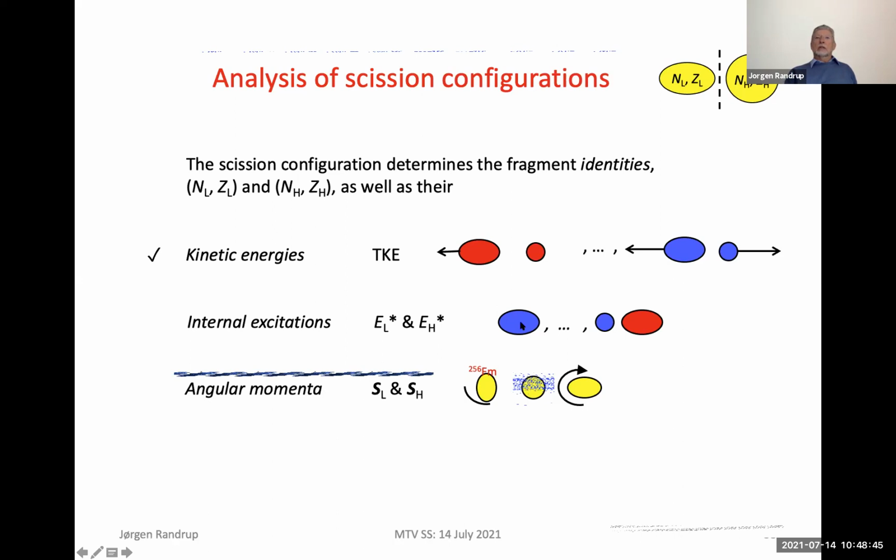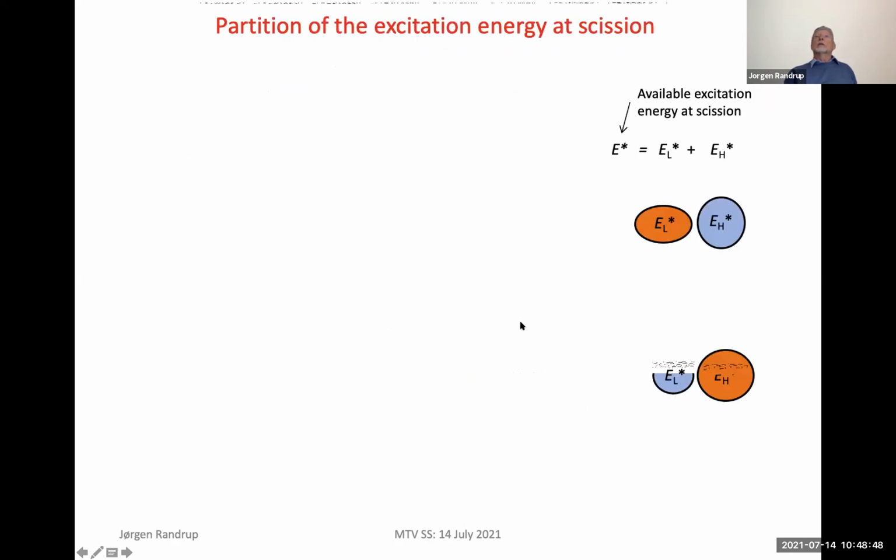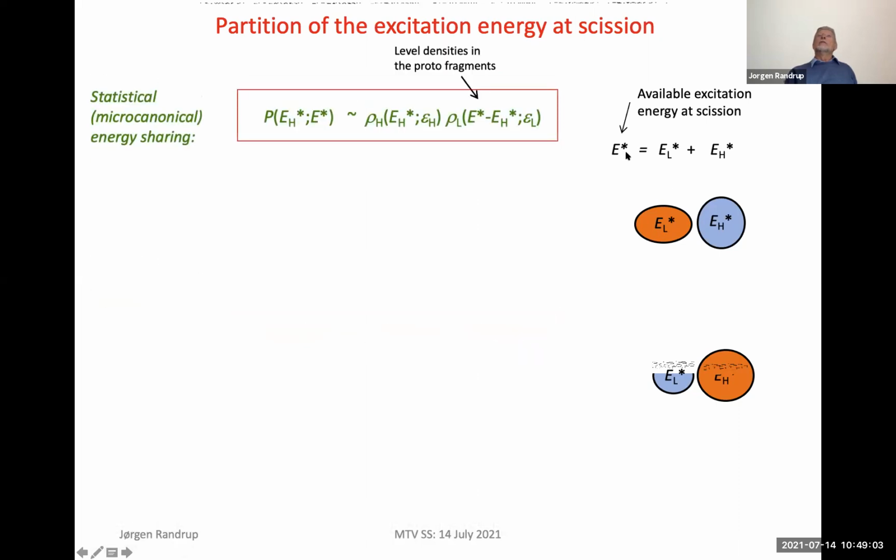This is kind of curious. You have a total available excitation energy at scission, and some of it goes in the light protofragment, some of it goes in the heavy protofragment. Let's assume the excitation energy is just simply divided up statistically. Then what you need is the level density for the heavy, the level density for the light, and you can then calculate the probability that so and so much energy goes into the heavy one.